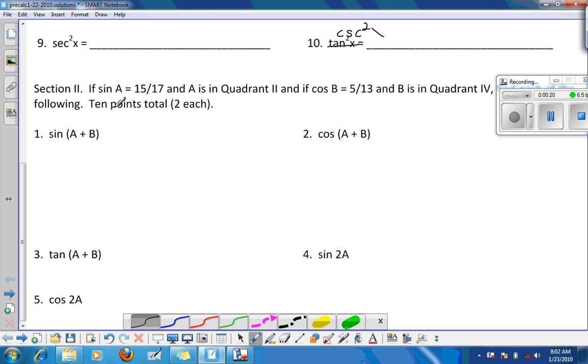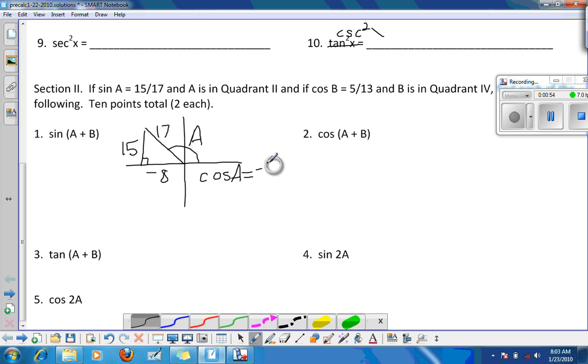If the sine of A is 15 over 17 and A is in quadrant 2, let's just start by sketching angle A. A lot of you drew angle A, but you didn't draw it in the right quadrant, so that kind of messed you up with your signs. So angle A is in quadrant 2, and the sine of angle A is 15 over 17. So sine is opposite over hypotenuse. This is a special right triangle, so the other leg is negative 8. Negative because it's in quadrant 2. So right there you can tell me that the cosine of angle A is negative 15, oh sorry, excuse me, negative 8 over 17.